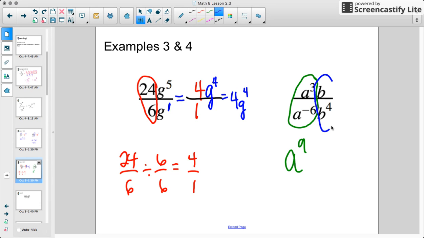And then I'm going to look at the b's. Remember, this is to the power of 1. So I have b to the power of 1 divided by b to the power of 4. So I'm going to do b to the power of 1 minus 4, which is negative 3. And again, we talked about how normally we wouldn't leave this negative here, but for now it's okay. We're going to talk about this next class.